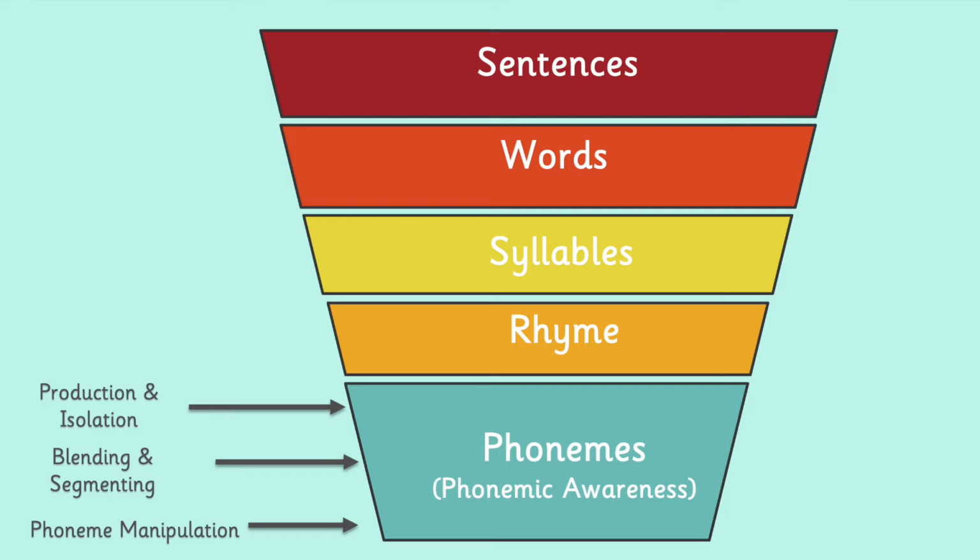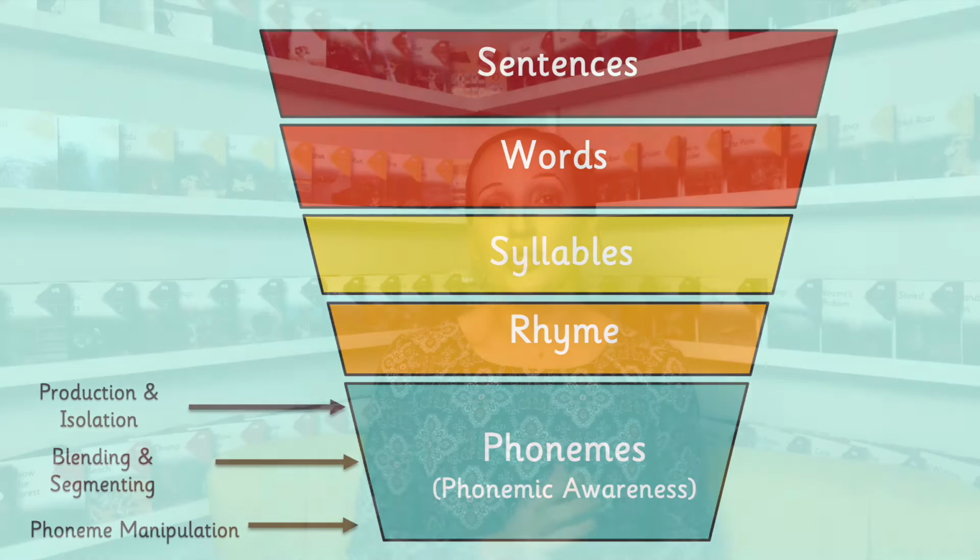Next, we have the blending and segmenting. This is where we can blend sounds together to say spoken words. So s-a-t becomes sat. Or we start with a spoken word and segment it. That means to break it down. So we start with the word dog and we can hear d, o, g.